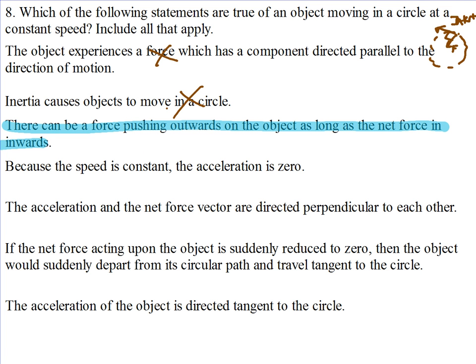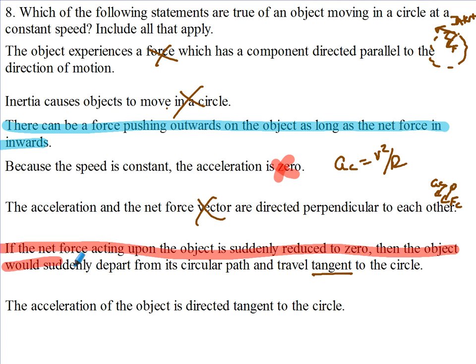That one's true. Because the speed is constant, the acceleration is 0. No, that's not true. Let's think about this. a_c is v squared divided by r. The speed may be constant, but you still have an acceleration. The acceleration and net force are perpendicular to each other. No. The net force is to the center, so is the centripetal acceleration. Not true. If the net force acting on the object is suddenly reduced to 0, then the object would suddenly depart and travel tangent. Remember, tangent means straight off, and that is true. That is actually what happens. Imagine I swung a bobber around and it snapped off. It would fly into the classroom. That's true. The acceleration of the object is directly tangent to the circle. No. The acceleration is always to the center of the circle.